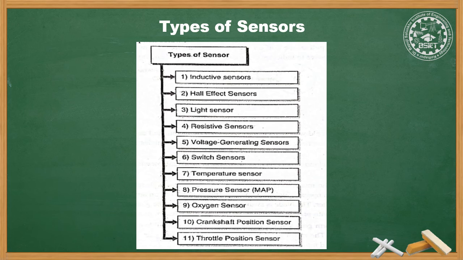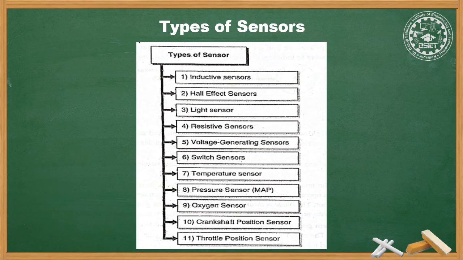Next is switch sensors. Switch sensors are composed of a set of contacts that open when close to a magnet. A reed switch is a common example of a switch sensor and is most commonly used as a speed or position sensor.